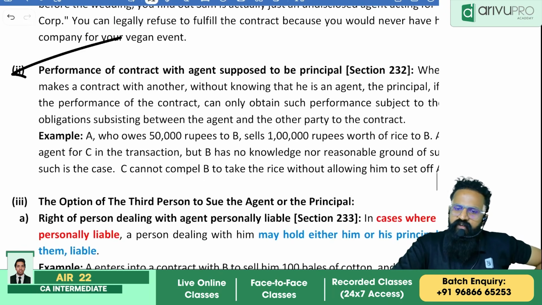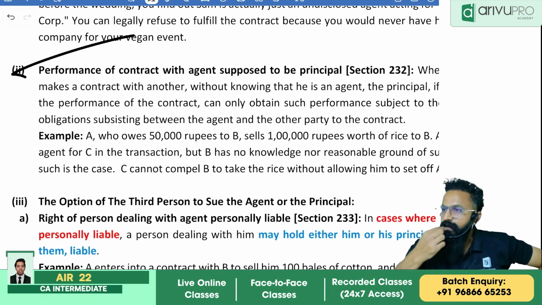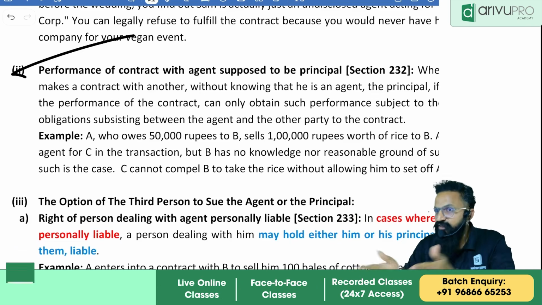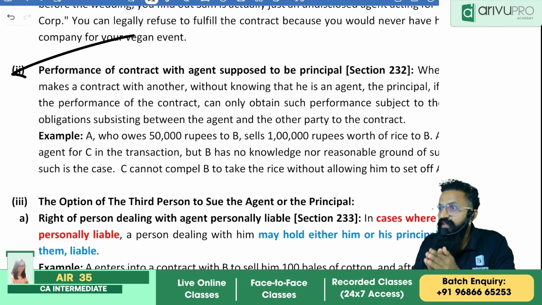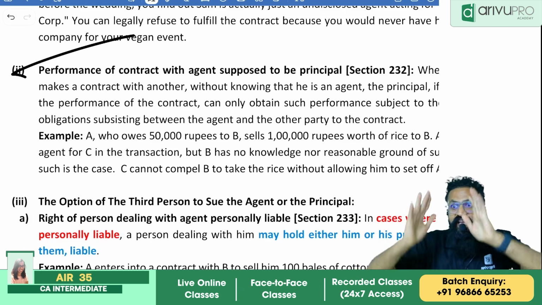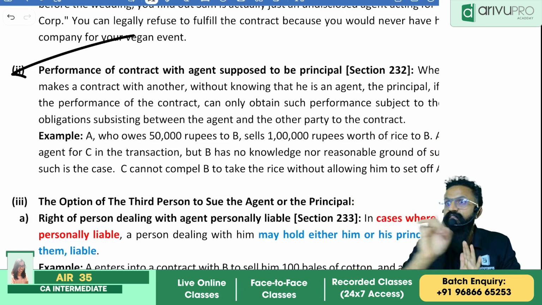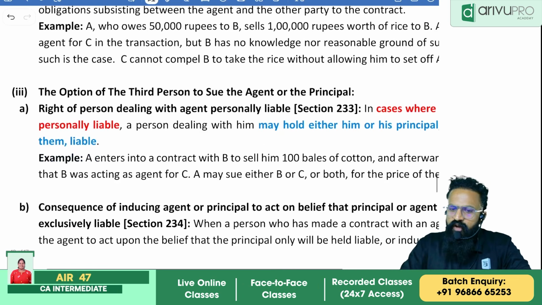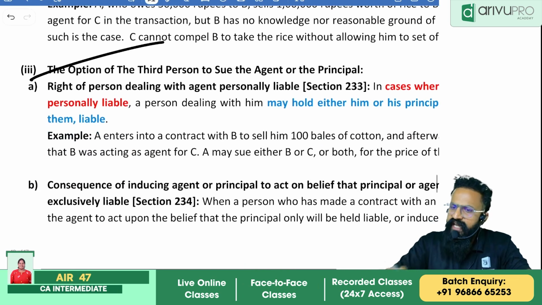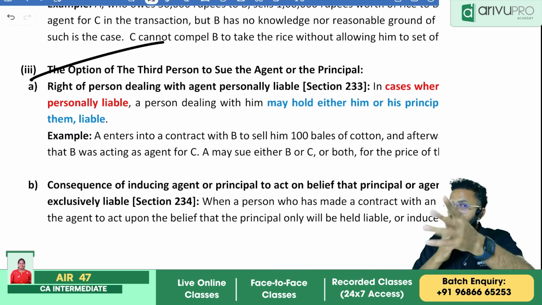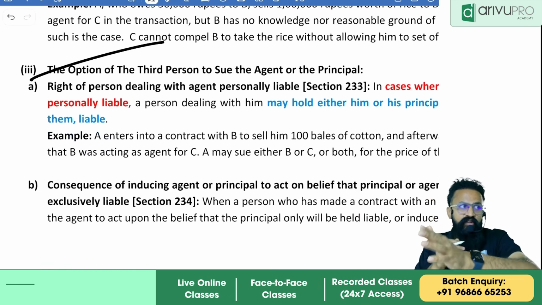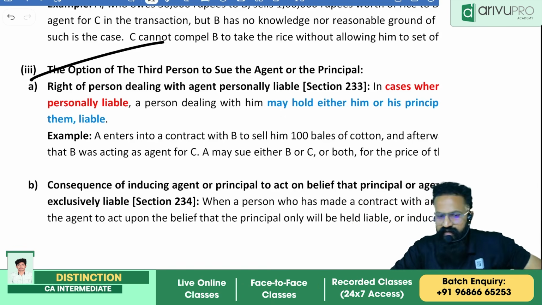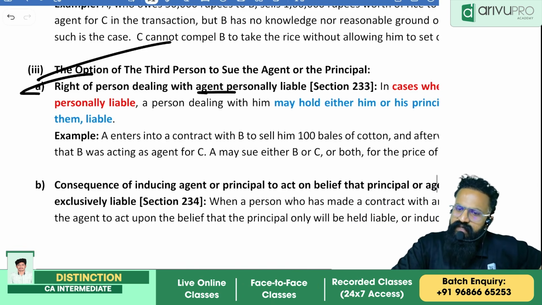Next one is performance of contract with agent supposed to be the principal. Whatever the agent has agreed, the principal has to perform it. He cannot stop it because the third party has assumed the agent itself as principal. So whatever promises the agent has made, the principal has to fulfill. The option of the third party to sue the agent or principal. So the third party has an option. In these cases, if you want, you can file a case on the agent, or you can file a case on the principal.